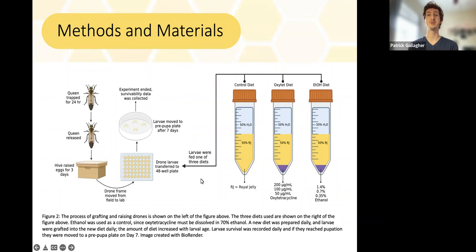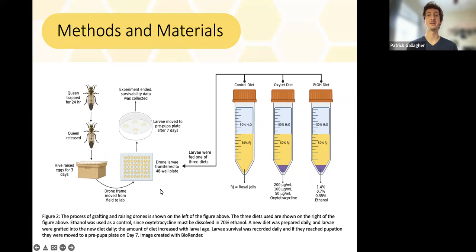Each one of these 48-well plates had one of our pre-prepared diets. Our control diet consisted of half water and half royal jelly. Royal jelly is the substance used to rear larvae in the hive. We then had our oxytetracycline diet, which consisted of the control diet and then a specific concentration of oxytetracycline that we started off with our estimated field dose. Finally, we needed an ethanol diet because oxytetracycline must be dissolved in 70% ethanol.